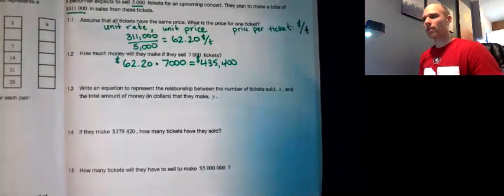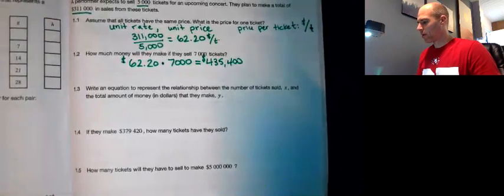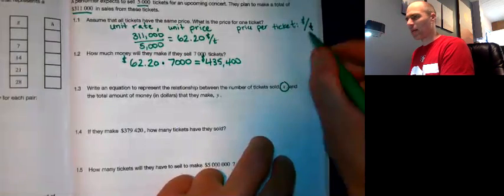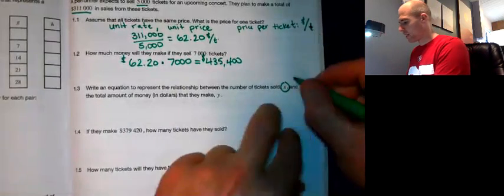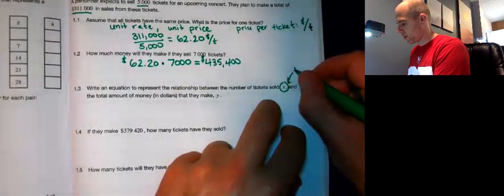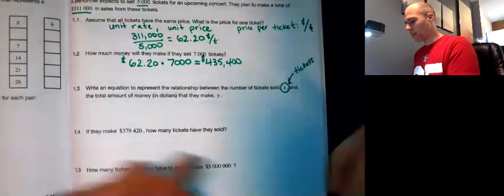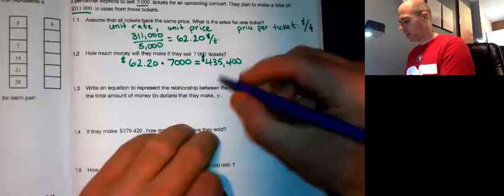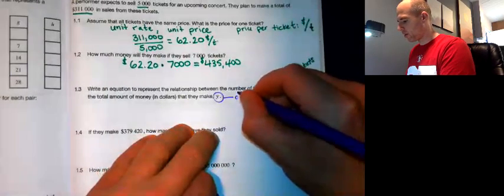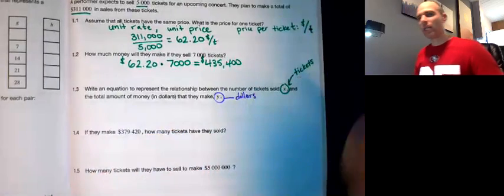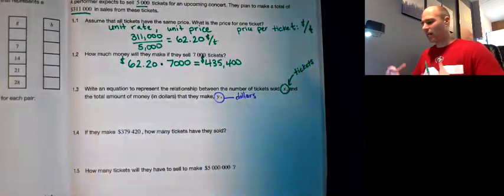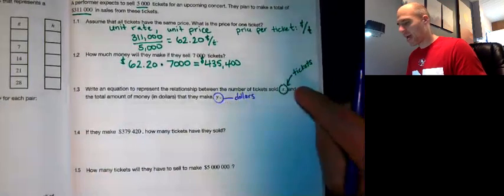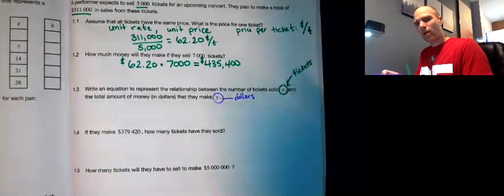Okay. And so now 1.3 is asking us to write an equation to represent the relationship between the number of tickets sold, which we'll call X. I was labeling tickets as T up there, but okay, so X is going to be tickets. And the total amount of money in dollars that they make will be Y. So Y is going to stand for the dollars. And we need to make an equation here that explains how you could calculate the number of dollars needed to purchase any number of tickets. Well, let me write this out in words real quick.